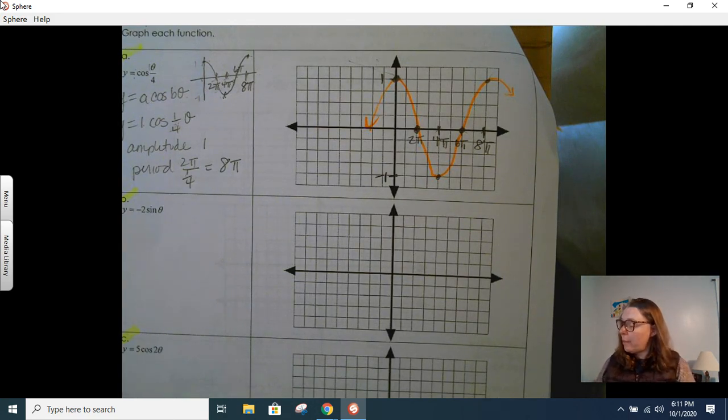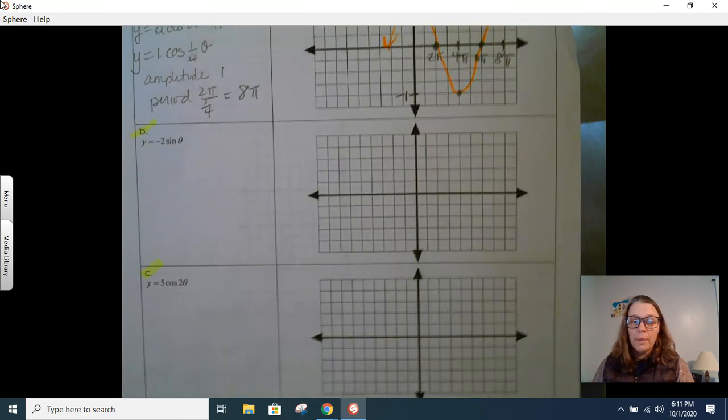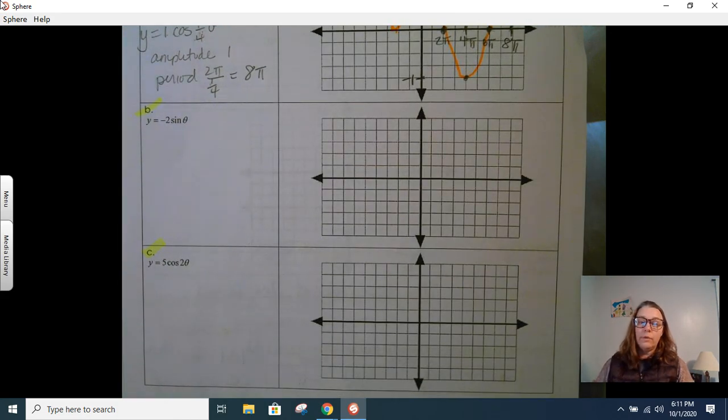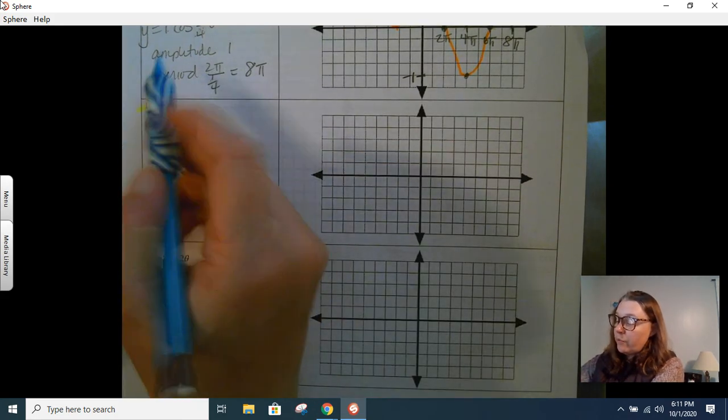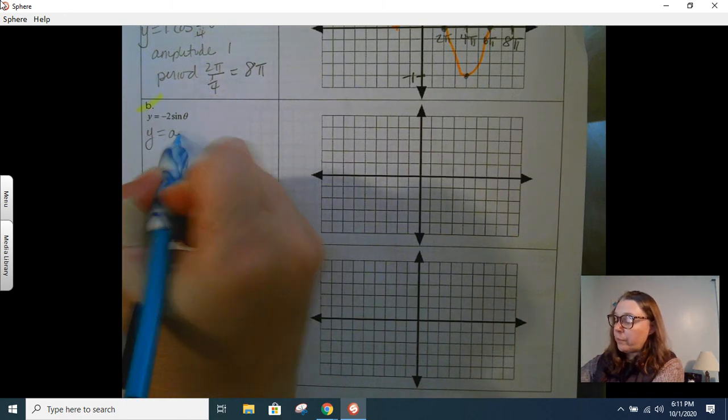All right, let's look at part B. So part B, we've got a sine, and it's -2 sine of theta. So a negative, what that's going to do is it's going to take the graph and flip it over the x-axis. Just like if you had x squared and you flipped it, it would be -x squared. It's the same idea.